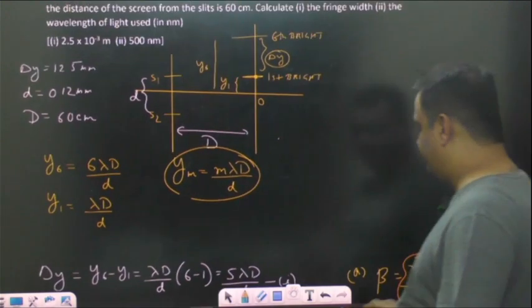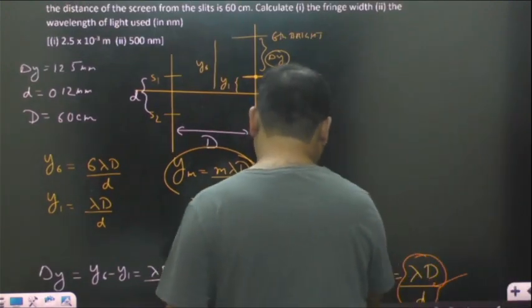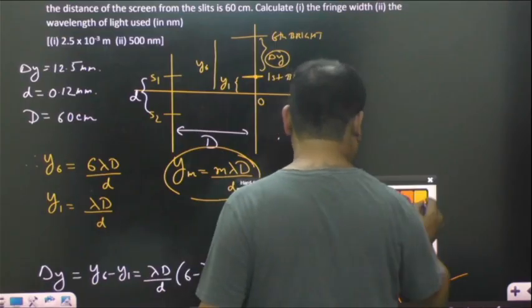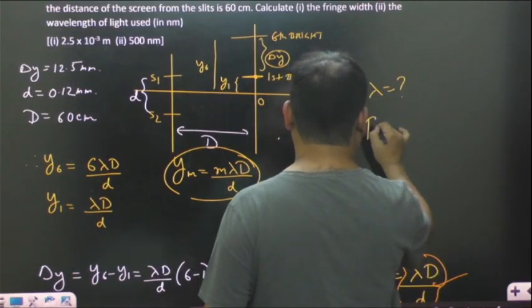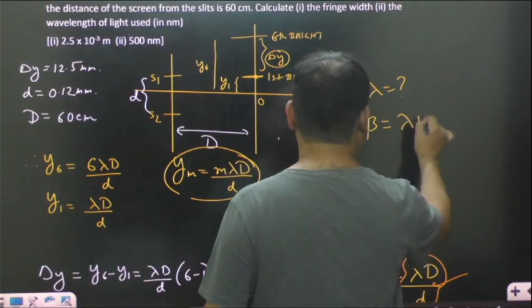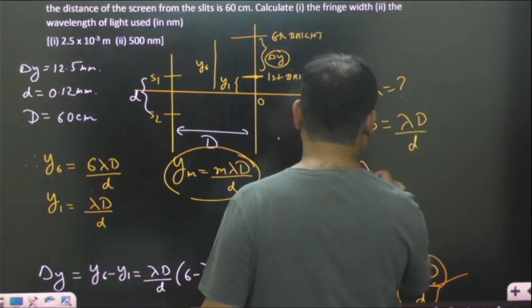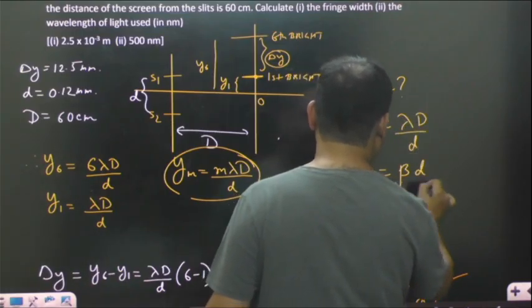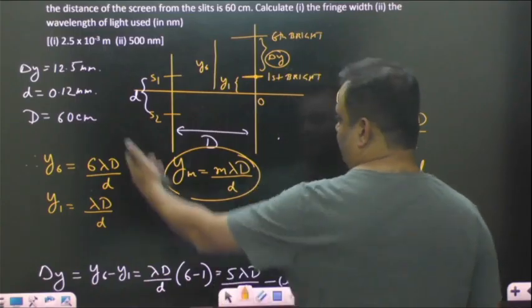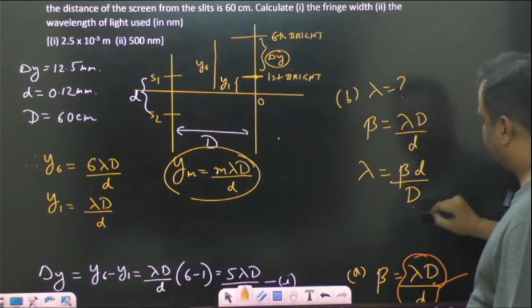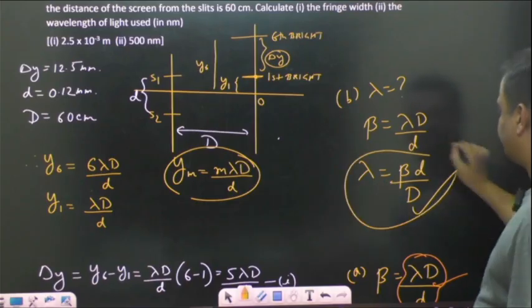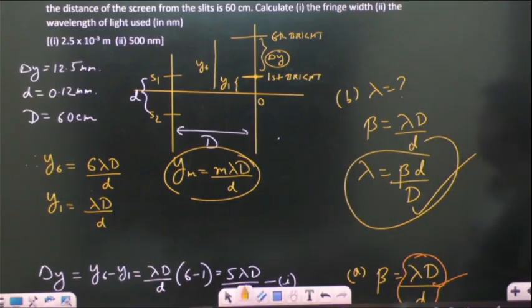Okay, now I guess you can do the second part yourself. We got the fringe width. Now we have to find the wavelength. So we know the formula for fringe width is what? Lambda capital D by small d. The wavelength will be fringe width into small d by capital D. Now you are given capital D, you are given small d, put everything in meter, you will get the wavelength. Okay, this I guess is a straightforward calculation, which can be done by you.